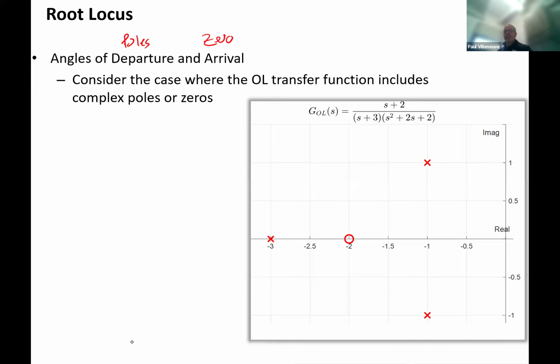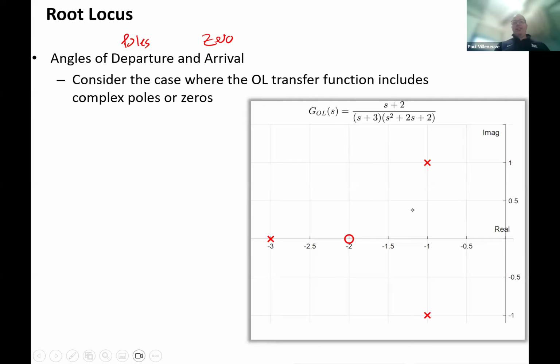All right, so let's take a look at this one. We have a transfer function, the open loop transfer function. We know that we have a 0 at -2, and we have a pole at -3. And if we did the quadratic equation, we have two complex poles at -1 plus or minus j.